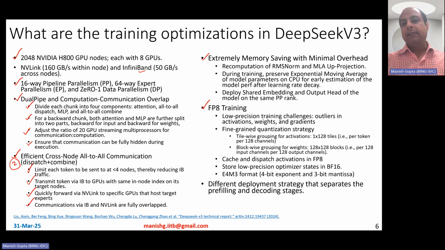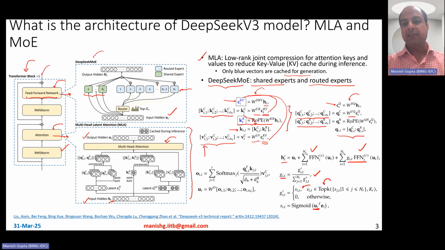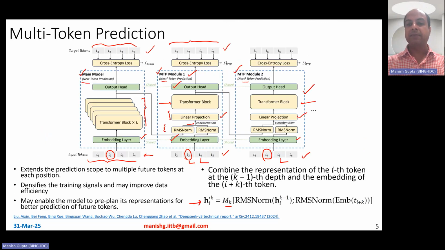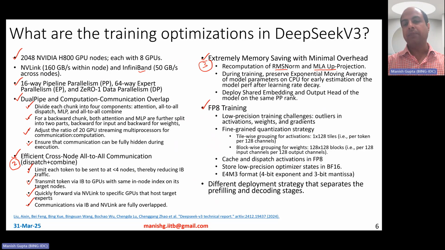Okay. The third thing that they do is to perform extreme memory savings with minimal overhead. To do memory savings, of course, they came up with this MLA idea, the multi-head latent attention idea, which basically means that they recompute the RMS norm and the MLA up projection rather than storing it. They recompute it in the backward pass and thereby save memory there itself. As I mentioned, they only save these blue things, only these latent factors, rather than actually storing the normalized as well as the MLA up projected values.